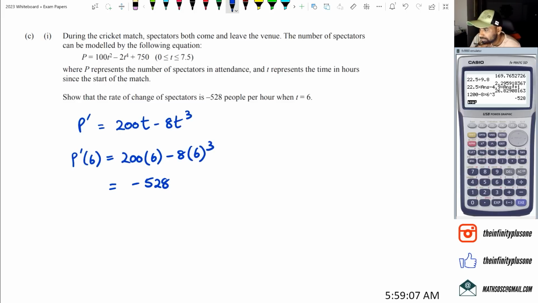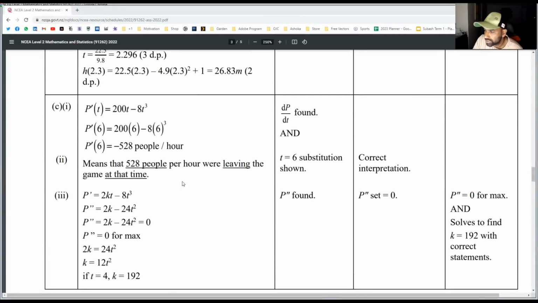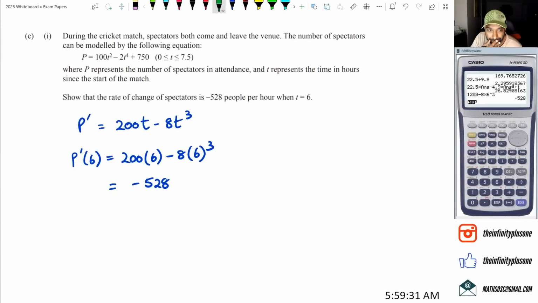This is one of those weird questions where it has 3 parts, and each of the parts is actually worth a grade. I think this first part only gets you 1 grade. If you have a look at the answer here, the schedule basically says part 1, part 2, part 3, and you get the maximum grade from that question. But anyway, we've got P dash equal to minus 528, dp dt found, and T equals 6 substitution. So this is actually going to get you an achieved.